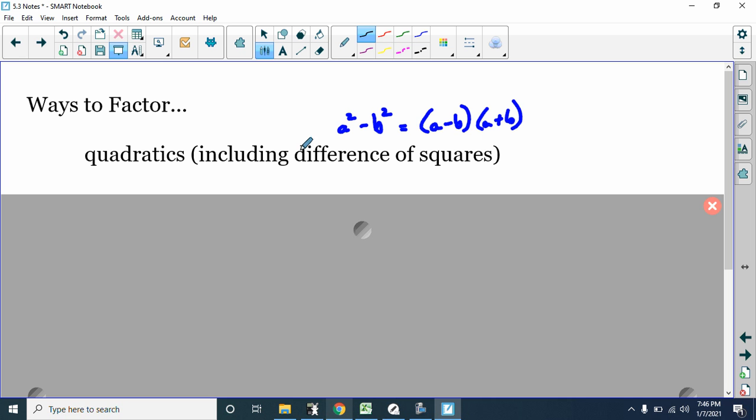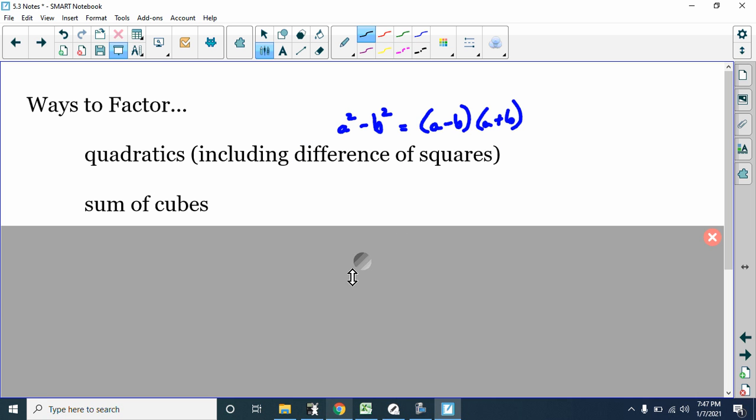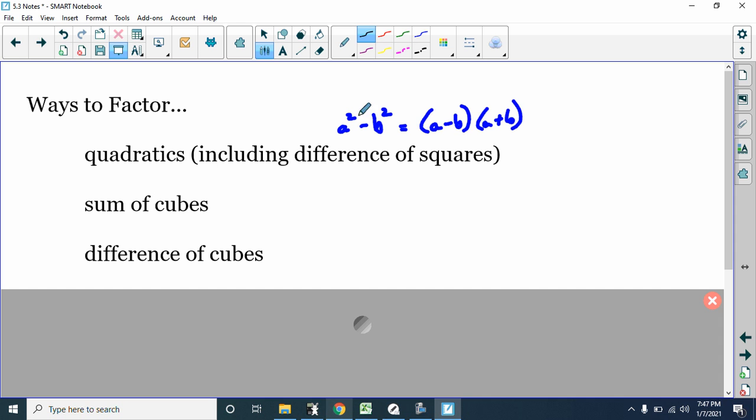You did that in Algebra 1. We did it very briefly last semester. Hopefully we're good at ones like that. The two that are new is a sum of cubes and a difference of cubes. So sum of cubes, we have perfect cubes, a cubed and b cubed, with a plus sign in between. Or a difference of cubes, which would be a cubed minus b cubed. And we can factor either of these.